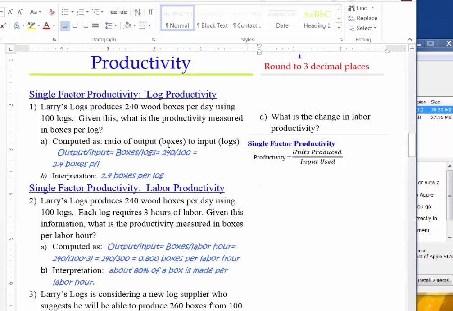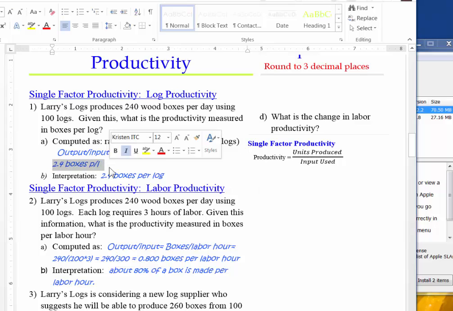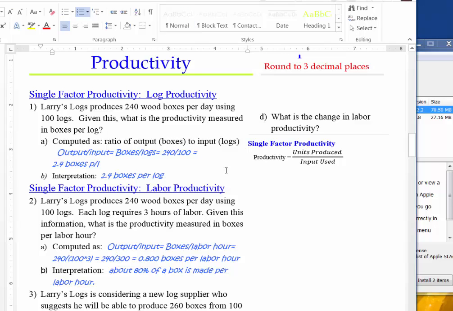In the case of Larry's logs here, they're going to produce 240 wood boxes per day using 100 logs. So we're going to take output and divide it by input, boxes per log, 240 divided by 100, and that's going to give us 2.4 boxes per log. This is a really important thing, that you understand how it is interpreted. So down here I have interpretation. We have 2.4 boxes produced per log. Knowing what you've computed, other than 2.4 of course, is important.